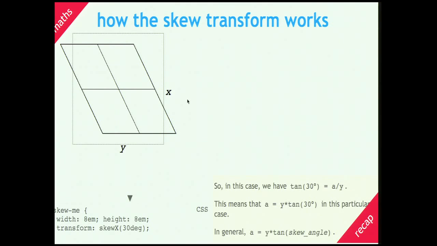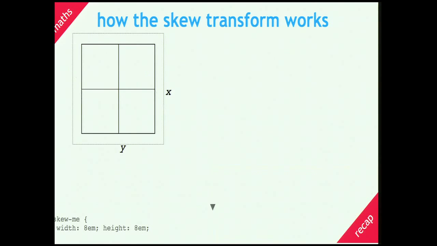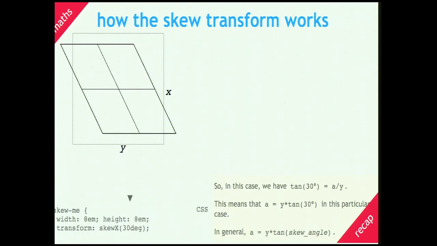So in this case, we consider this triangle, and this point has coordinates initially. Let's go back. This point initially has coordinates 0 and y. And after we skew it, it gets here, and it has coordinates a and y. So this piece here is a, the distance from this point to this point. This is a.